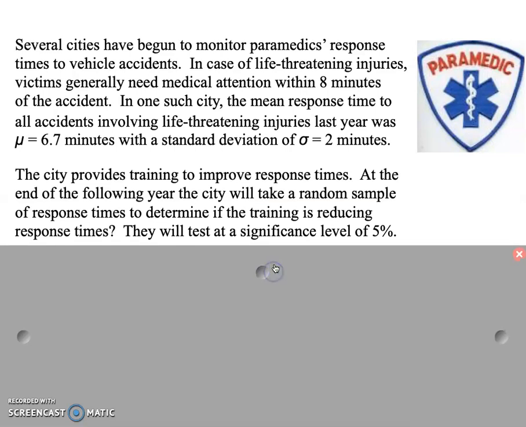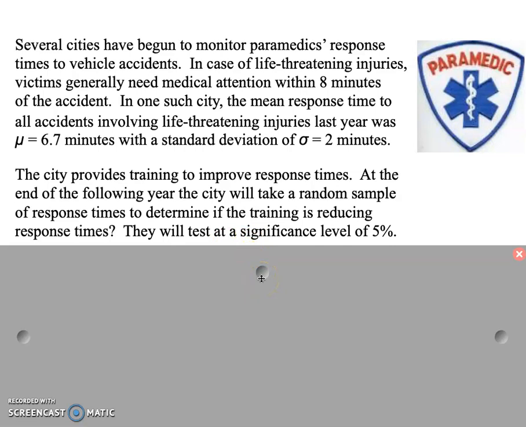Okay, they even want to do better going forward. So the city provides training to improve these response times. At the end of the training, they're going to start taking samples of the calls to see if they actually get a lower response time. They will use a significance level of 5%.